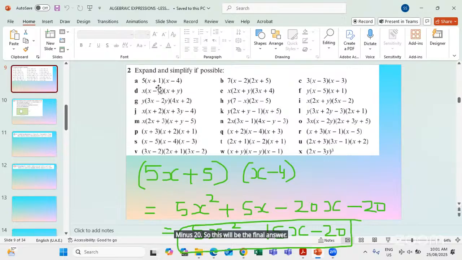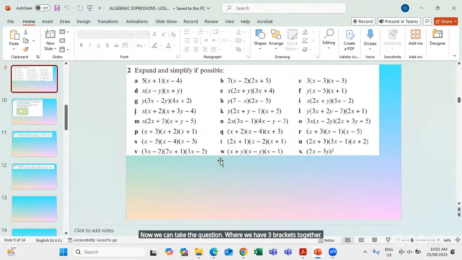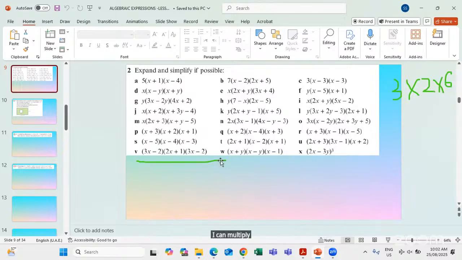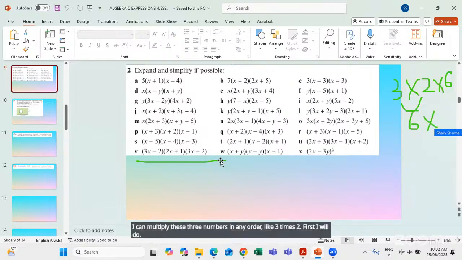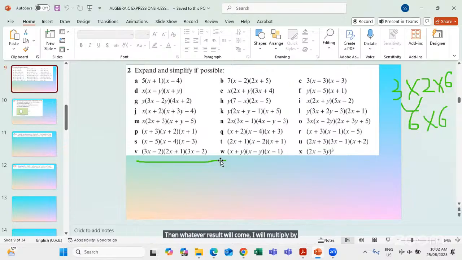Now this is the case when we are taking 2 brackets and then one constant or one variable is multiplied by it. Now we can take the question where we have 3 brackets together. So for example, I have 3 times 2 times 6. I can multiply these 3 numbers in any order, like 3 times 2 first, then whatever result comes, I will multiply by the third one.